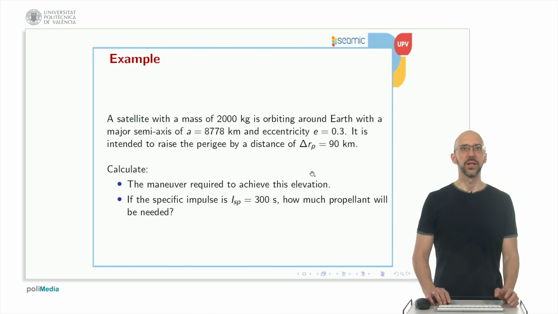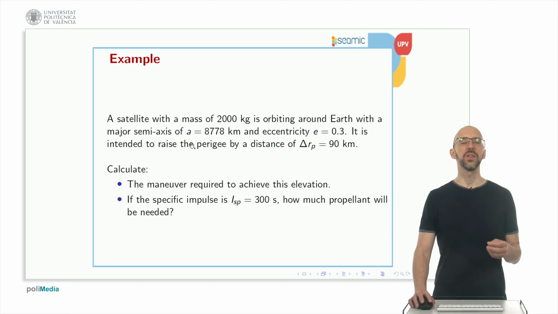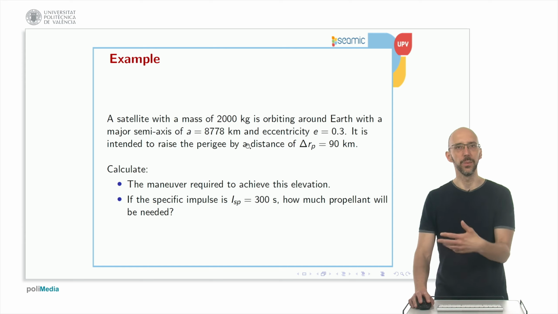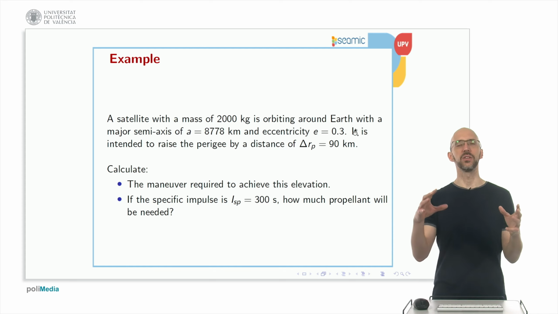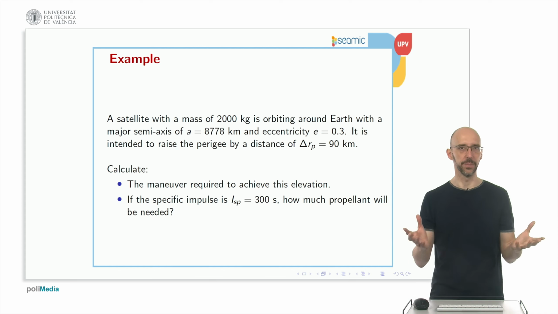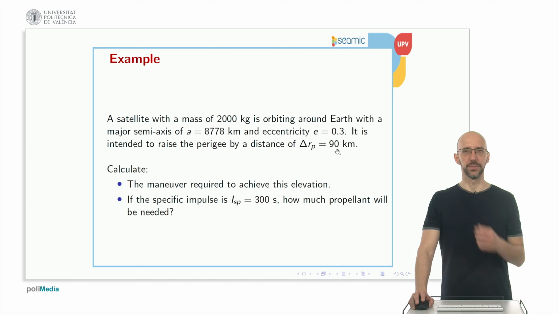And let me go back 1 second, because this is the exercise I wanted to calculate. We have a satellite with a mass of 2,000 kilos orbiting around the Earth with a semi-major axis of 8,778 kilometers and an eccentricity of 0.3. That is, it's not a circle, it's an ellipse, okay? And we want to increase the perigee by 90 kilometers, not so much.